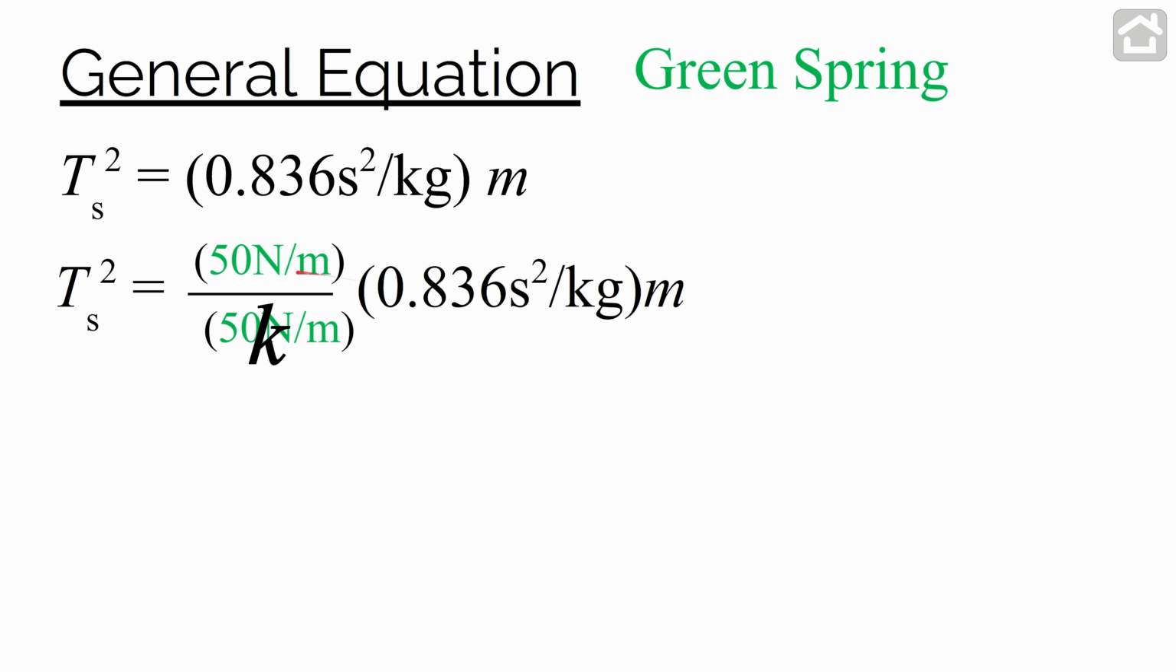And so now we have 50 newtons per meter on top times the experimental value for the slope times mass divided by K. And I'm just going to group the numbers and group the symbols together.